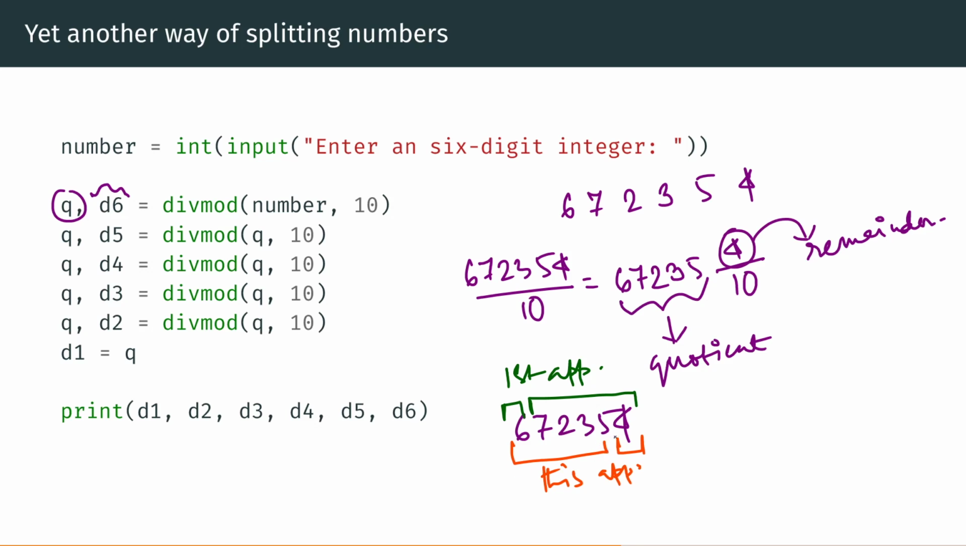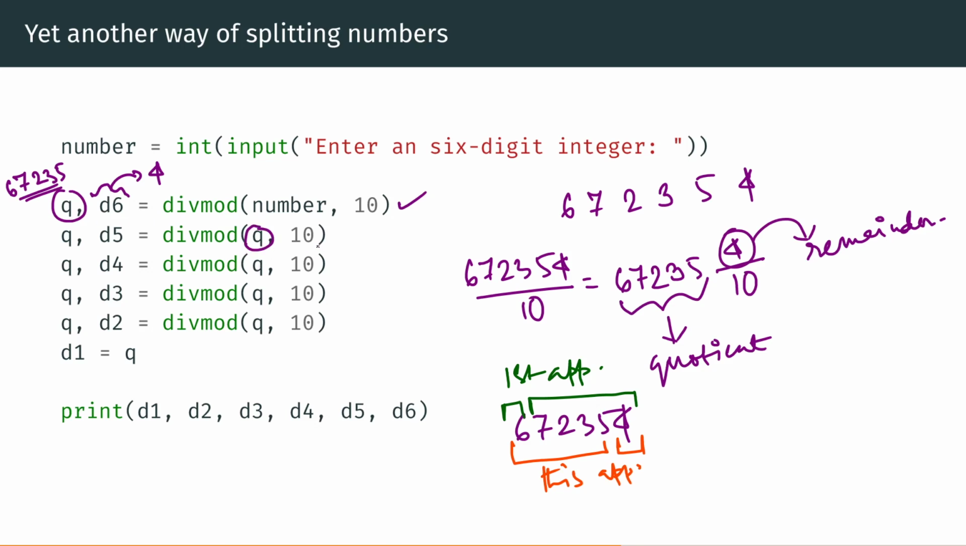So we take the quotient, which is 6 7 2 3 5, and extract the last digit, which is 4. The last digit is d6. I chose to save it in a variable called d6. So at the end of this statement right here, q would contain 6 7 2 3 5, and d6 would be 4.